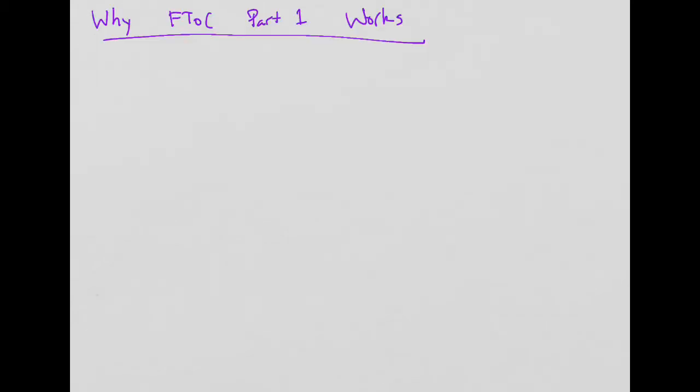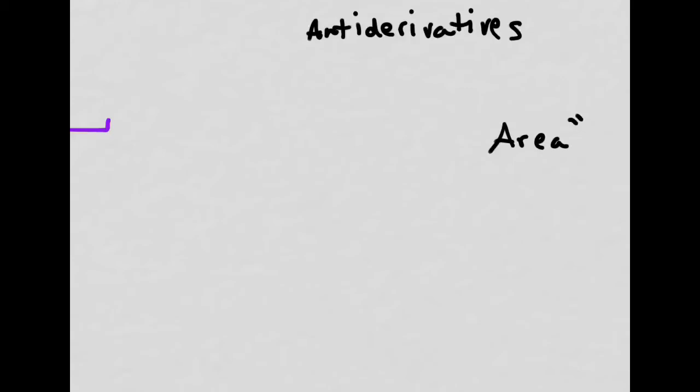So now let's discuss why the Fundamental Theorem of Calculus Part 1 works. And so just to kind of remind you, we had this triangle where we were looking at antiderivatives, area by slices, and rate of change giving total change.